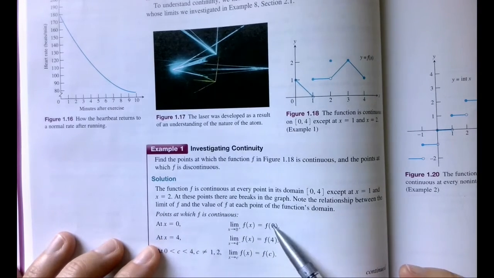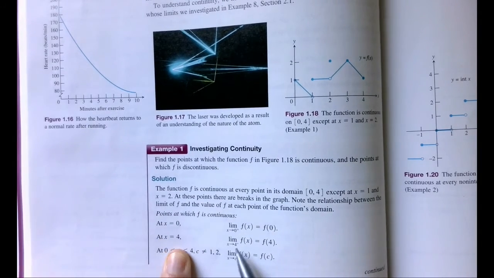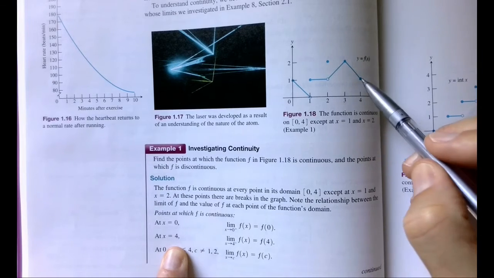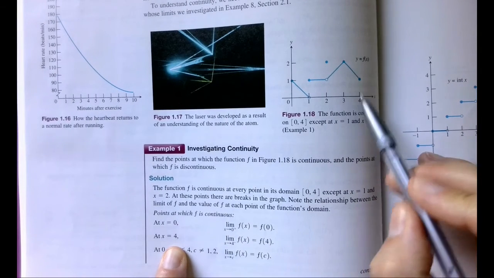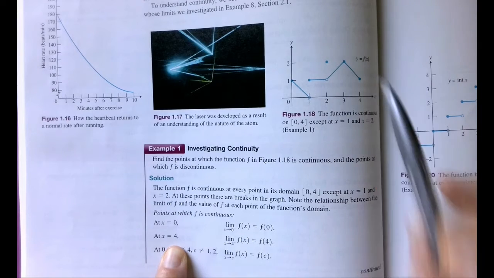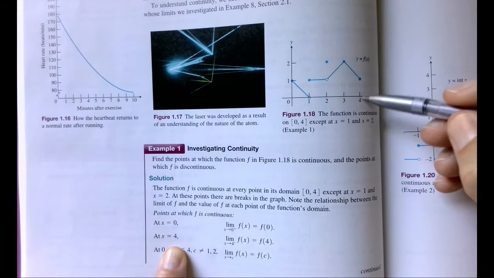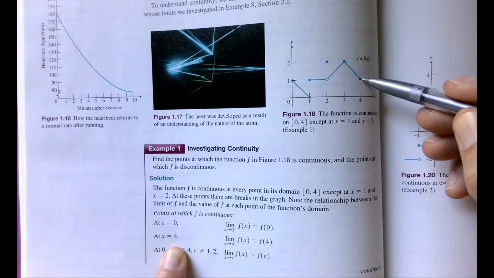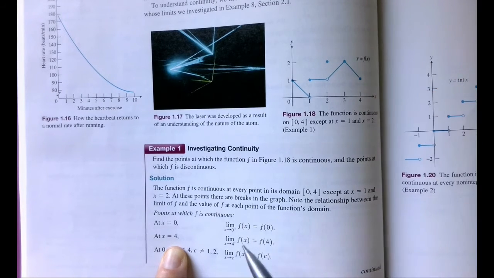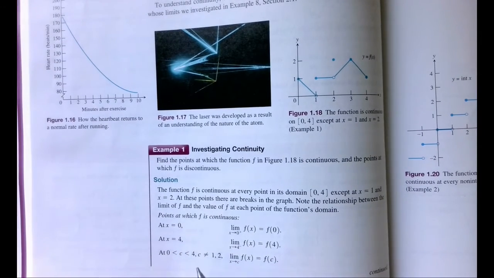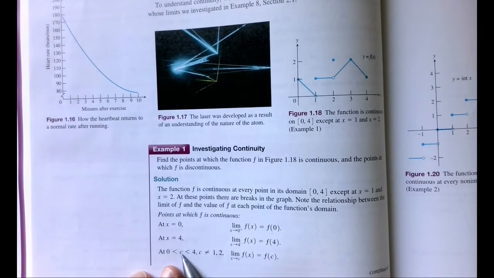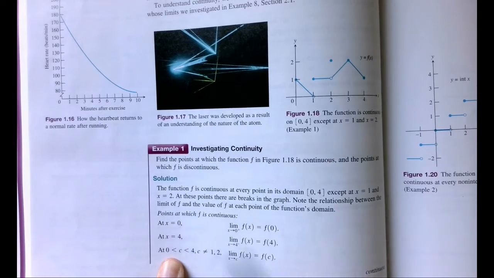And they told us it was continuous. Let's look at 4. At 4, it says the limit of f of x as x approaches 4 from the left, so that's this side right here, is equal to f evaluated at 4. The limit of f of x as x approaches 4 from the left is 1, and f of 4 is also 1. So again, notice they agree. Now this last one tells us to look at an interval. It says that any value, they're calling it c, that's in the open interval from 0 to 4.